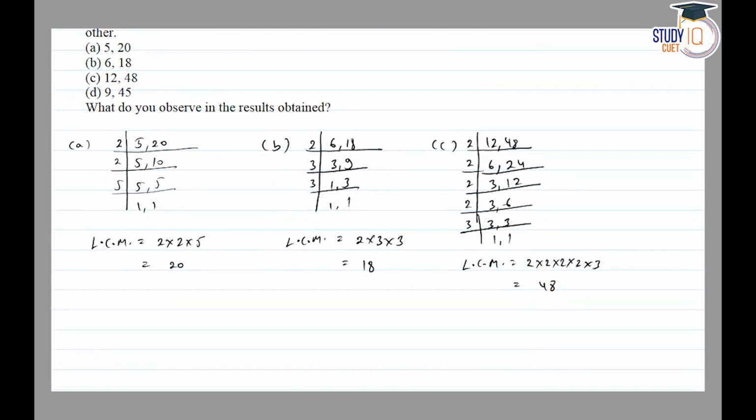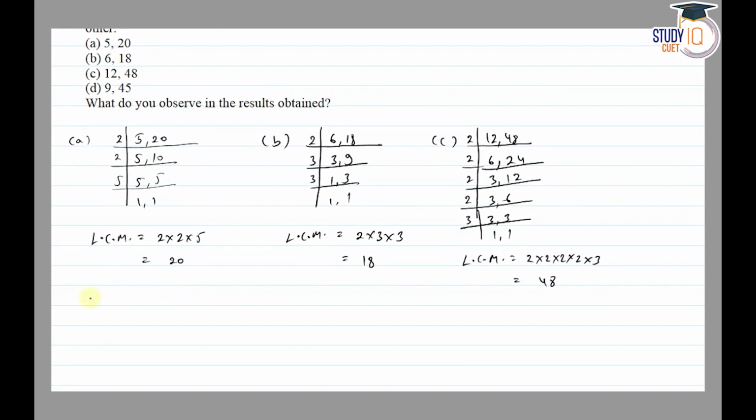And the last, D, 9, 45. So 3 and 15, 1 and 5, 1, 1. So the least common multiple is 3 into 3 into 5. So 5 3s are 15, 3s are 45.